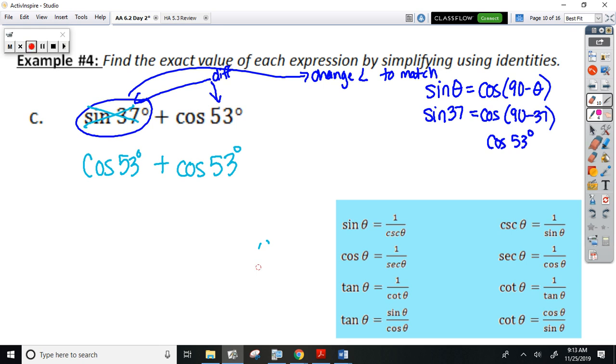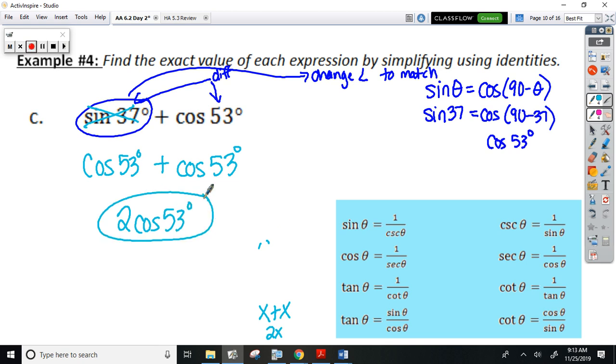But think about if you had algebra, what would you get if you did x plus x? 2x. 1x plus 1x is 2x. So 1 cosine 53 plus 1 cosine 53 will be 2 cosine 53. If you did it the other way around, if you changed this to be 37, you would end up getting 2 sine 37. And both answers are always accepted on your quizzes, depending on which way you go.